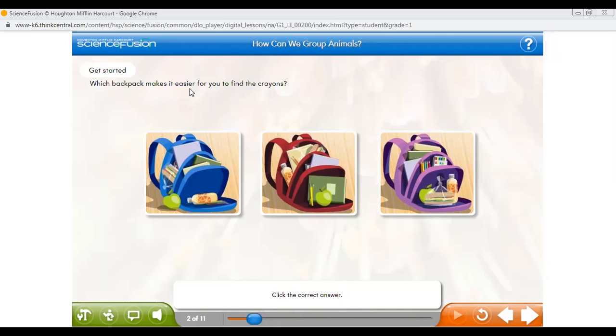Which backpack makes it easier for you to find the crayons? Crayons is the color. Which one will you choose? Is it blue? Is it red or is it purple? Is it A, B, or C? You can answer it with A, B, or C. Which one?